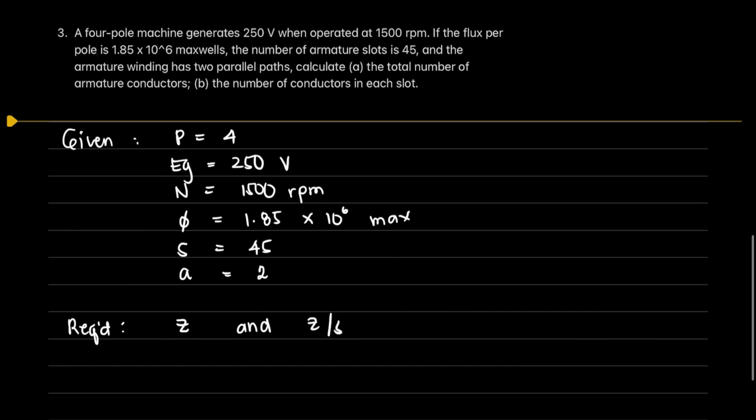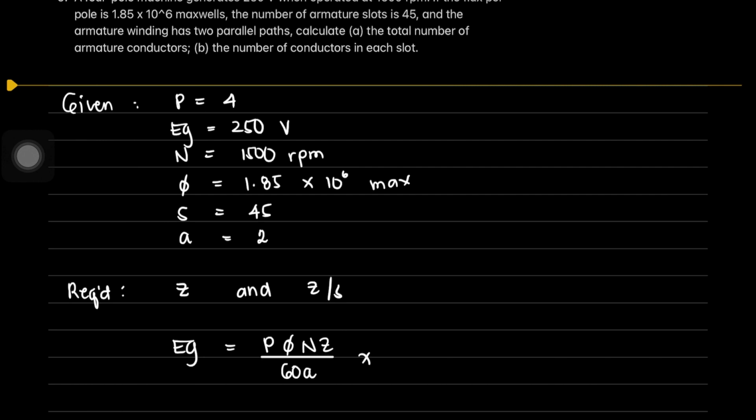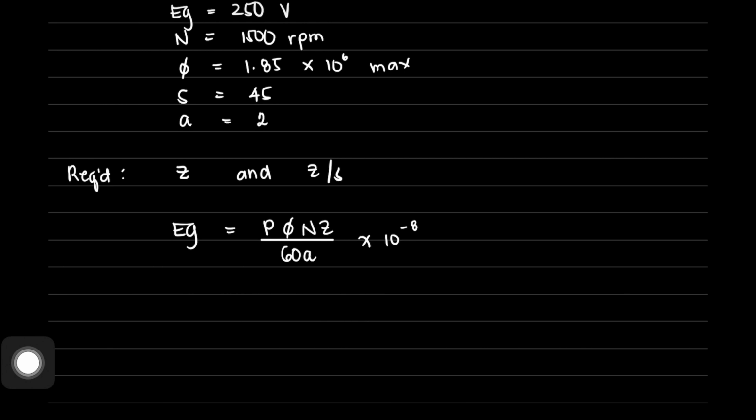So since the generated voltage is given, we can use the formula Eg equals P phi N Z all over 60 times A times 10 raised to negative 8. The generated voltage is given, the number of poles is also given, the flux per pole is also given, the speed is given, A is also given, thus leaving us Z as the only unknown. So we can manipulate this one to derive the formula for the conductor.